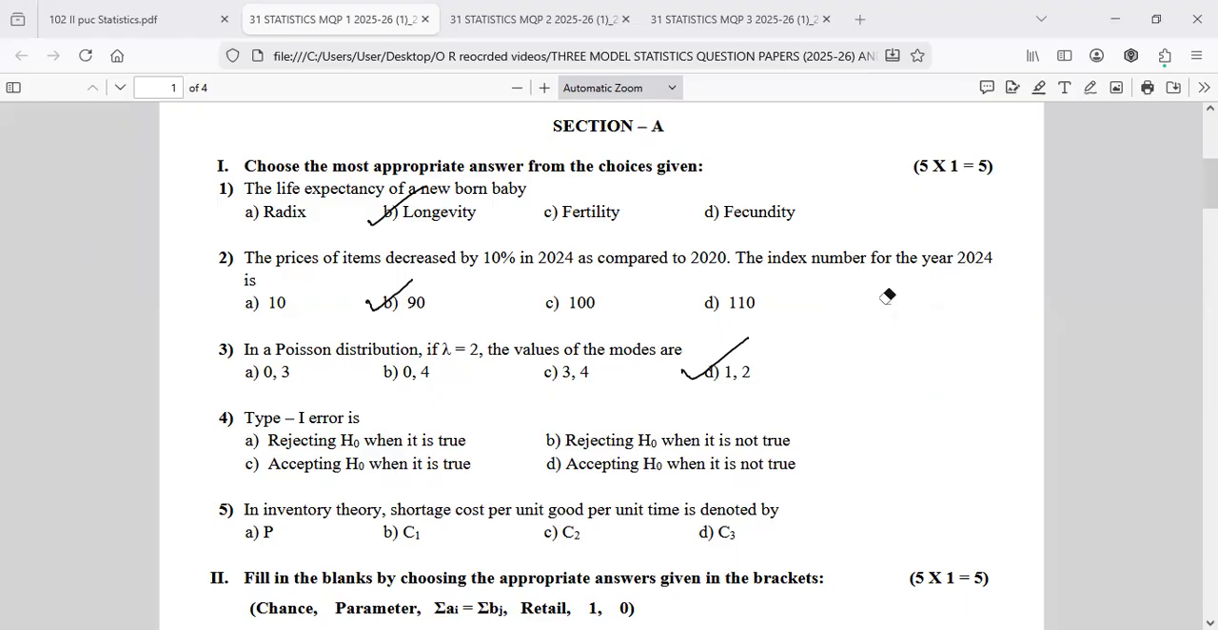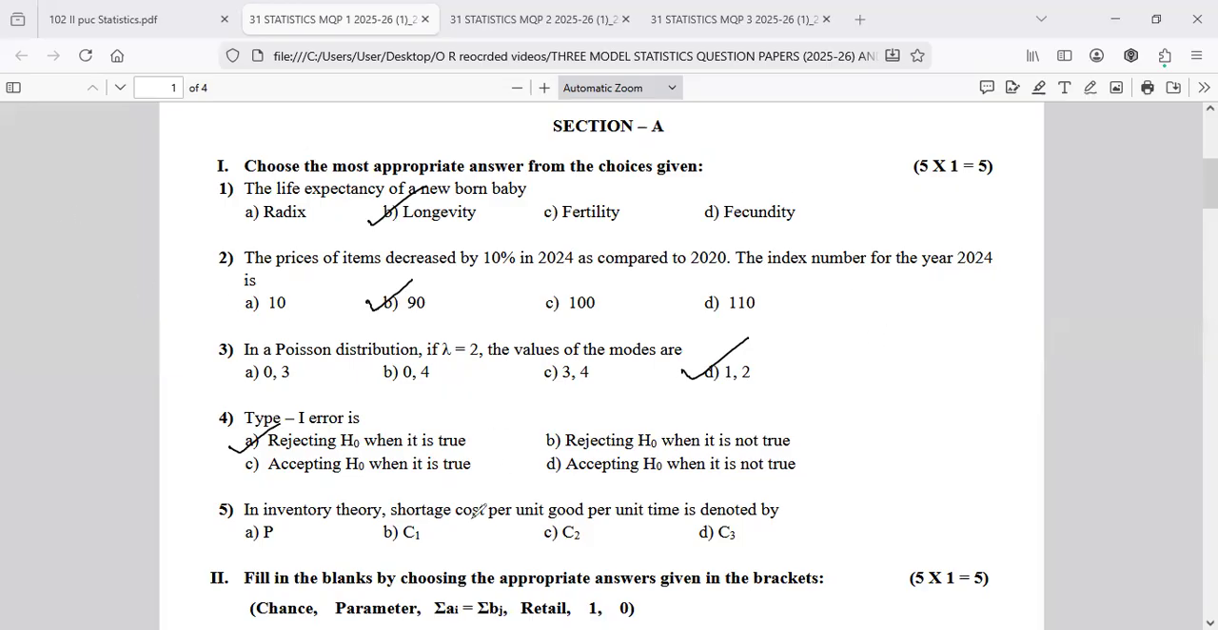The next one. Type 1 error. What do you mean by type 1 error? Rejecting H naught when it is true. Here only, option number 1. Rejecting H naught when it is not true, that is the power of the test. Accepting H naught when it is true, no. Accepting H naught when it is not true, that is called type 2 error.